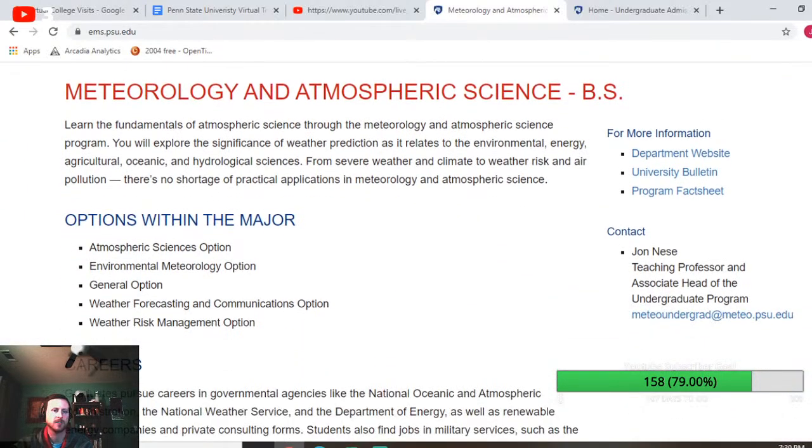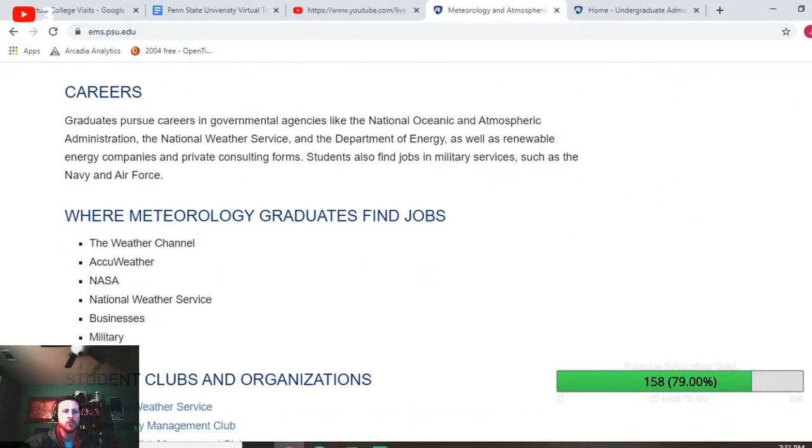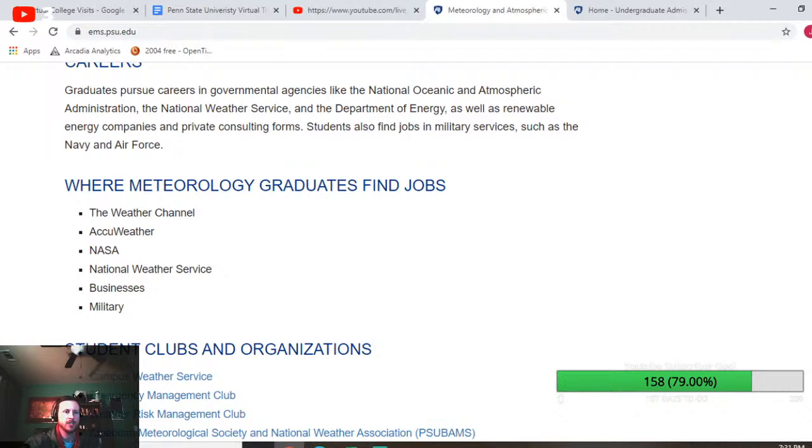Okay, so options within the majors. So atmospheric sciences option, environmental meteorology, general option. So these are kind of like the core focuses within the major itself. With jobs being with the Weather Channel, AccuWeather, NASA. That would be so cool.